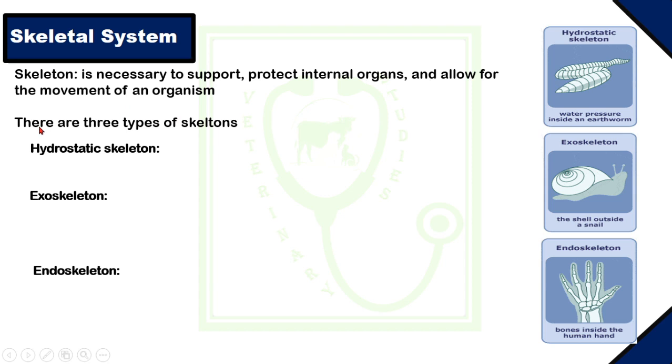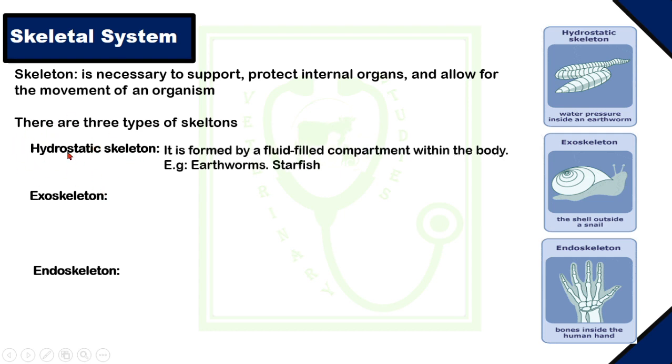organism. Basically, there are three types of skeleton: hydrostatic skeleton, exoskeleton, and endoskeleton, which are found in the different animals of the kingdom Animalia. Hydrostatic skeleton. Hydro means water or fluid, static means pressure. So, the skeleton which is formed by the pressure of a fluid is known as hydrostatic skeleton. Hydrostatic skeleton is found in earthworms, starfishes, etc.